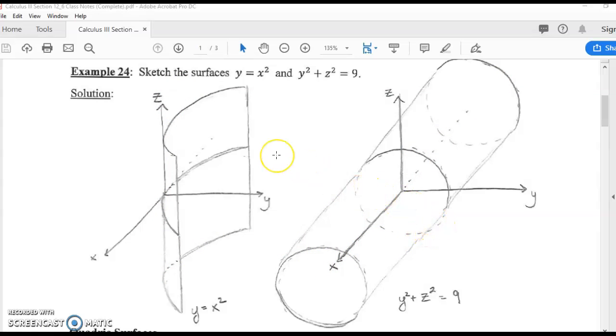So I would expect you to be able to draw, as best you can, simple cylinders like this. Nothing too complicated, nothing too far away from the axes, et cetera. I just need you to understand how to get the basics of a cylinder.